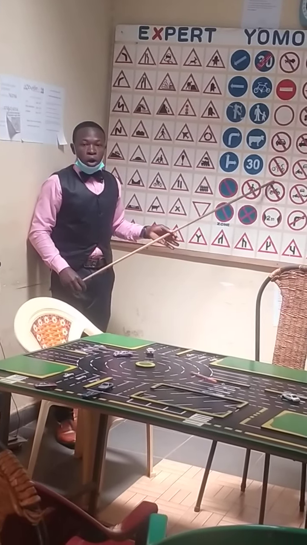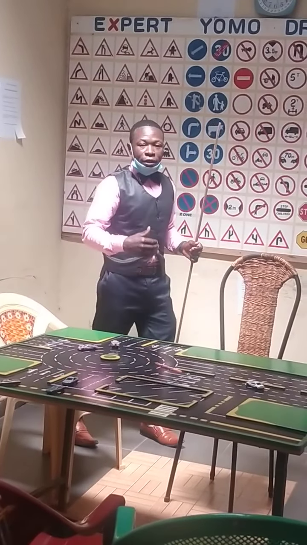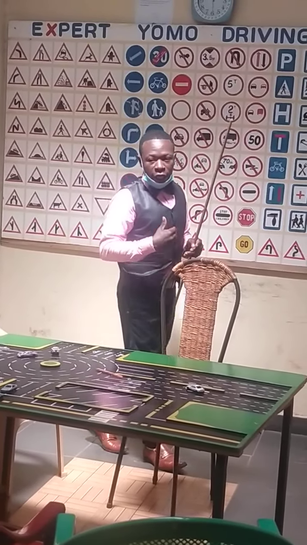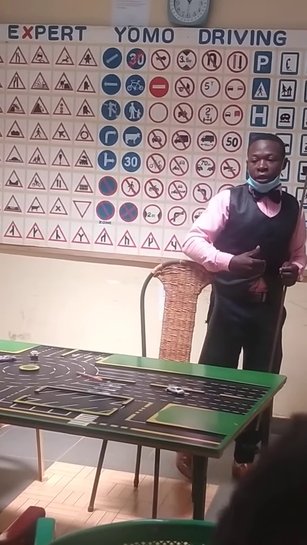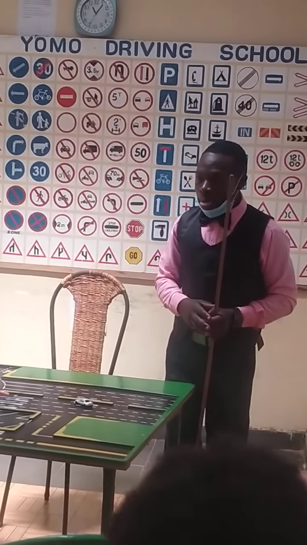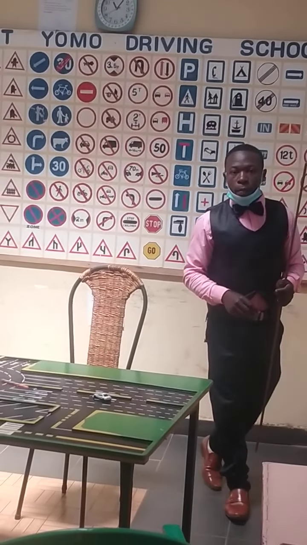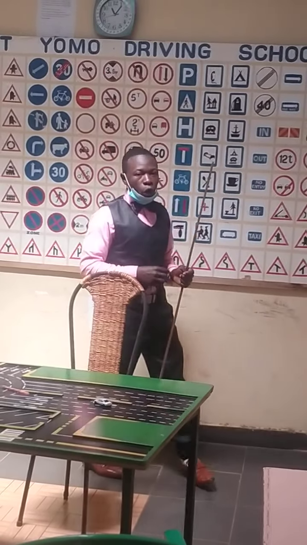And then we have prohibitory sign. Prohibitory sign here, this is the third group. They give information and write orders to be followed. So this is the third group. The fourth group is what we call the warning sign.